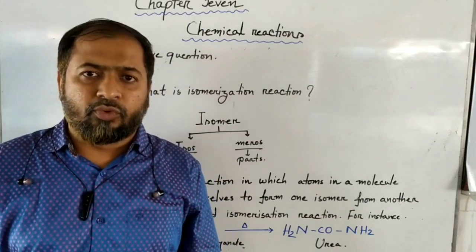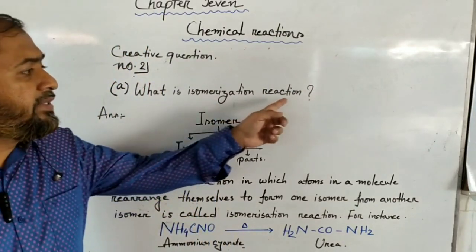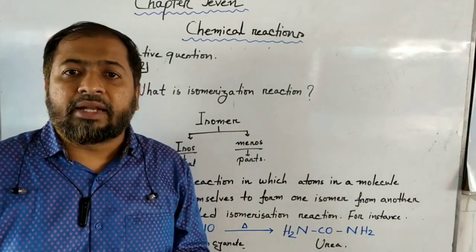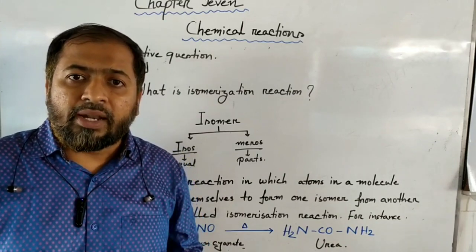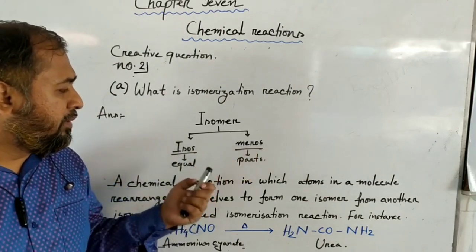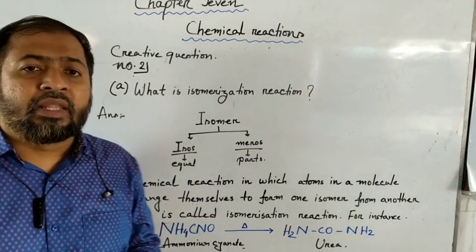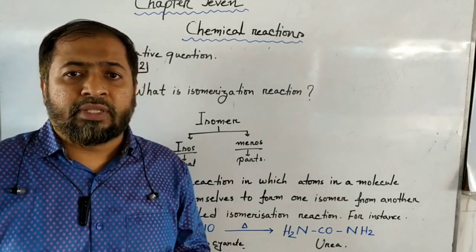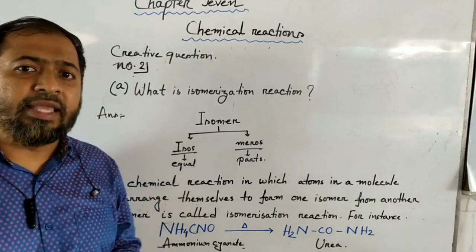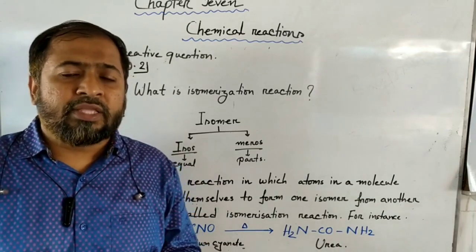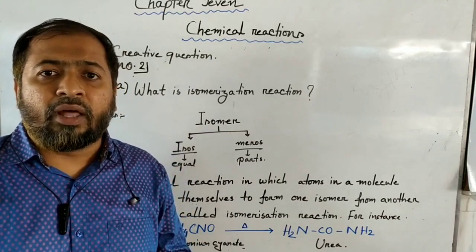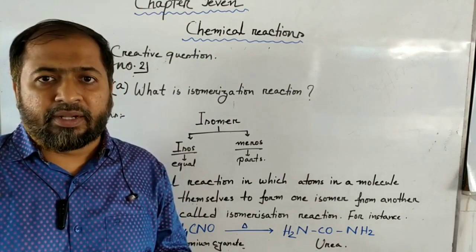Now come to the first question. What is isomerization reaction? Before going through the isomerization reaction, we must know what isomers are. The word isomer is derived from two Greek words, isos and meros, that means equal parts. Isomers are chemical compounds that have the same parts but nonetheless are not the same. That means two compounds having the same molecular formula, but due to the difference in their structure and formula, they have many differences in their properties.